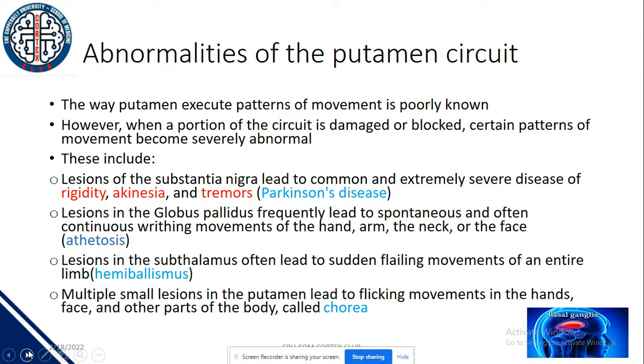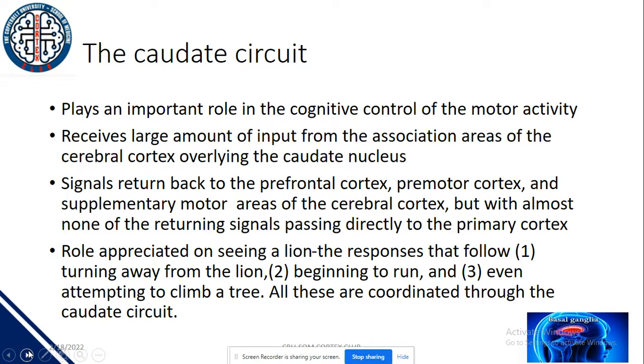So we might also have multiple small lesions in the putamen, which lead to flicking movements in the hands, face, as well as other parts of the body, and that is called chorea. So we'll look at this more as we look at the clinical correlates.